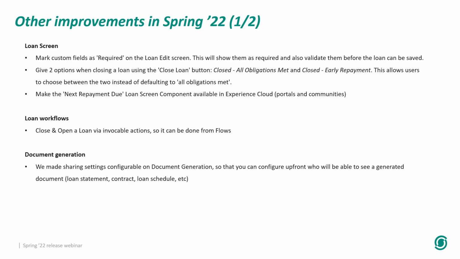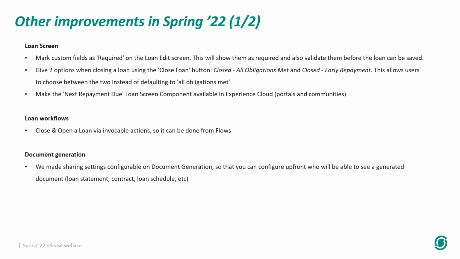We also have some new functionality on the close loan screen, because you can now choose between two different types of closure. You can choose between closed all obligations met and closed early repayment. Earlier on, this was only closed, all obligations met. Another screen improvement is that we now have the next repayment due component available in Experience Cloud, so available in customer portals and communities, so that you can easily show your clients when their next payment is due.